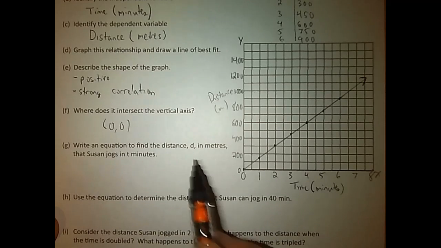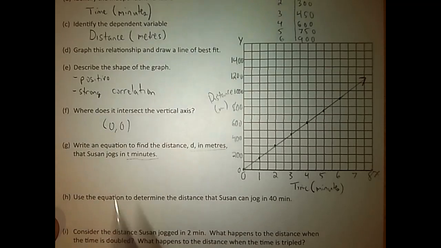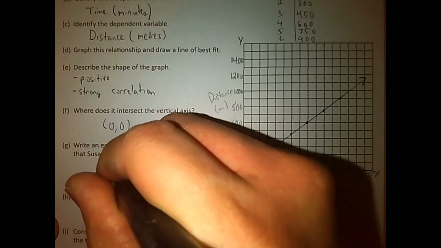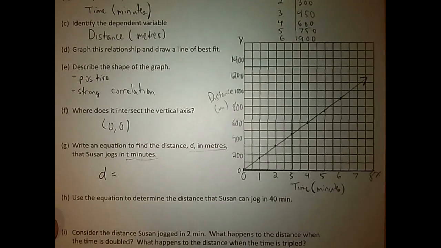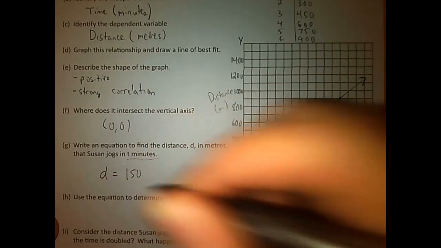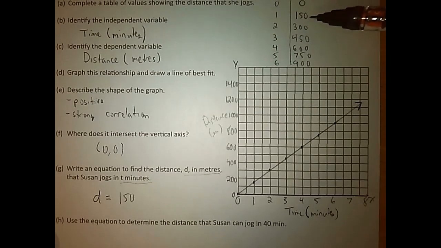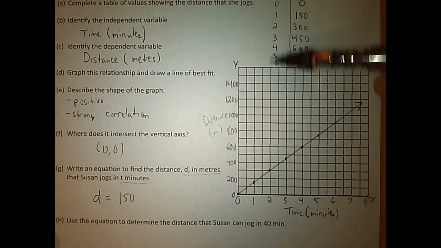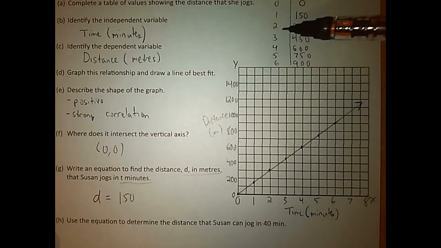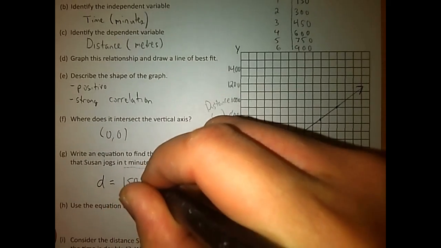So we're going to use these as our variables, like they kind of defined for us. And these do match our independent and our dependent variables. So we can say the distance that Susan jogs is, well, 150 meters every t minutes. So at 1 minute, it was 150 meters. 2 minutes is 300. So whatever the time is, or how many minutes has gone by, we just times that by 150, and we'll get the distance traveled. So we can say d is equal to 150 t.